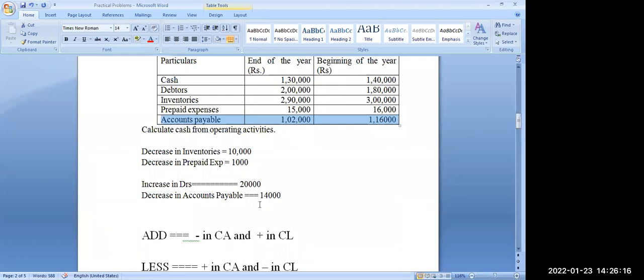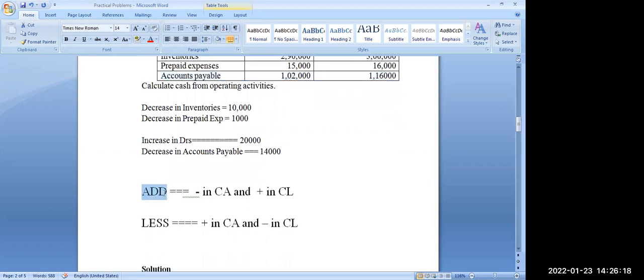So look at this rule. We have to add when there is a decrease in current asset and an increase in current liability. We have to subtract if there is any increase in current asset and any decrease in current liability. That I have done here.